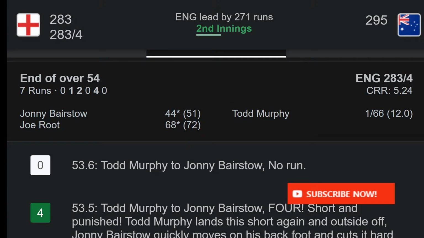End of over number 54, 7 runs: 1, 2 and 4 and 2, 3 dots. Johnny Bairstow 44 of 51 and Joe Root 68 of 73. Todd Murphy 1 for 66 in 12 overs. England 283 for the loss of 4 wickets. Current run rate is 5.24.